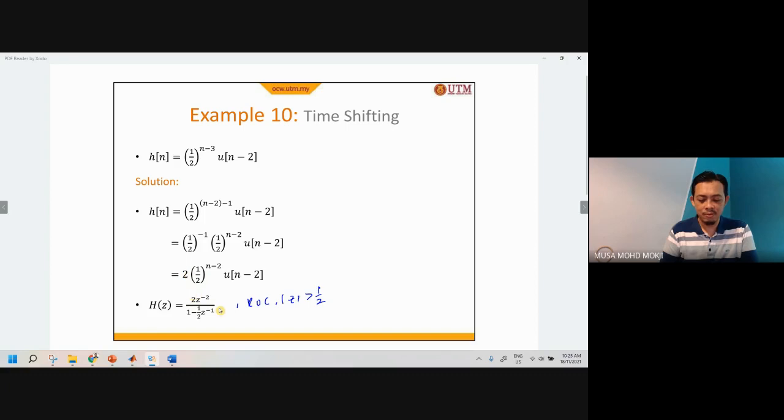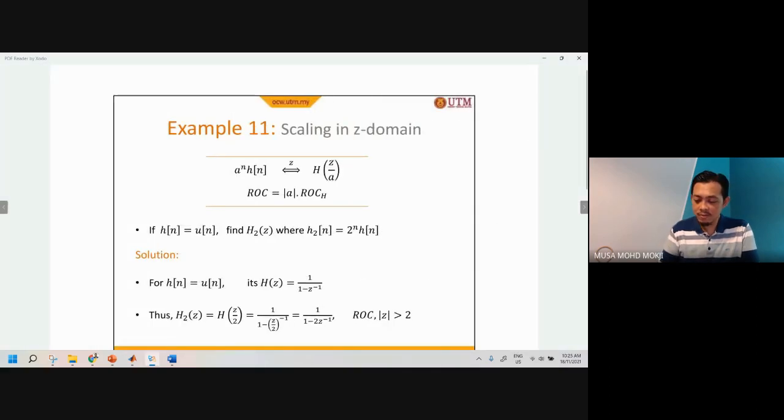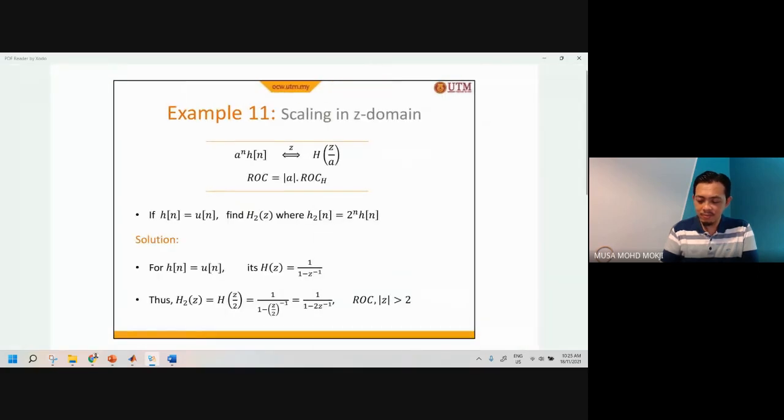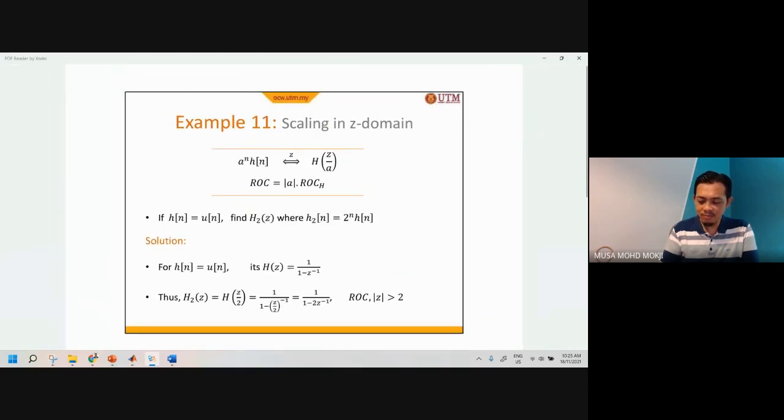So this is actually not complete. You need to complete it with ROC. This example is not complete, so there's some error there. You should add the ROC, which is z greater than 1 over 2, because the alpha is 1 over 2. Any questions so far? Because we have seen, I think, 4 examples before we move on.